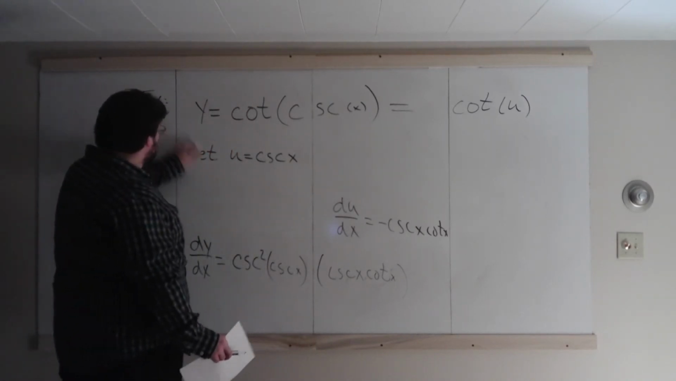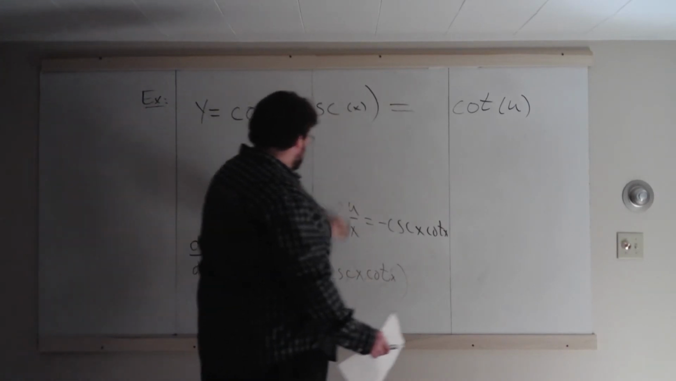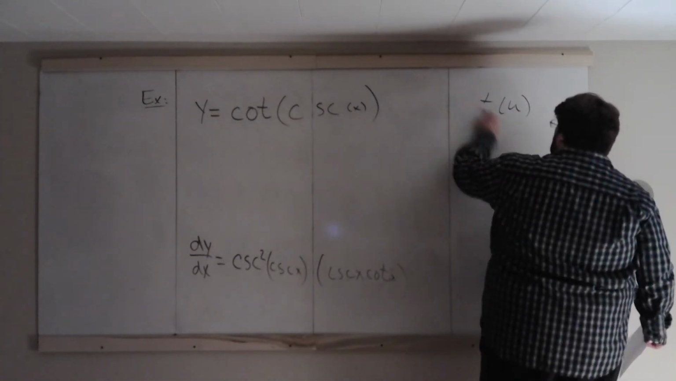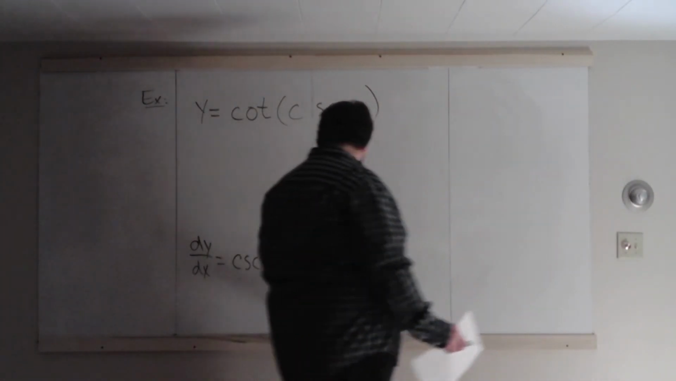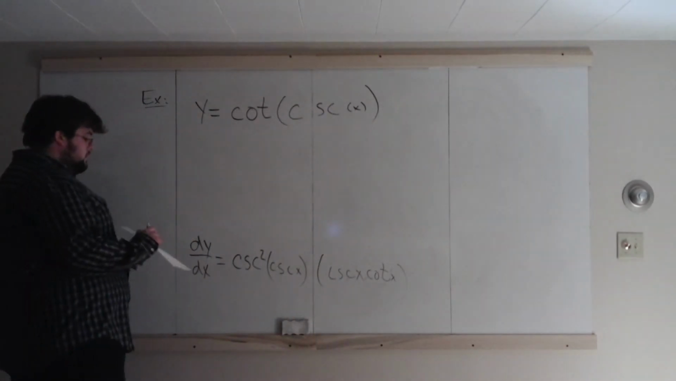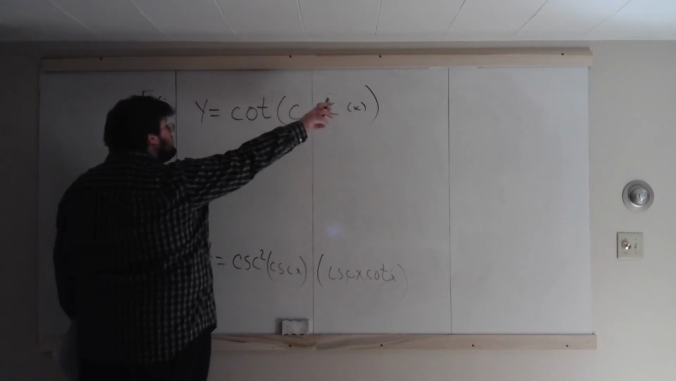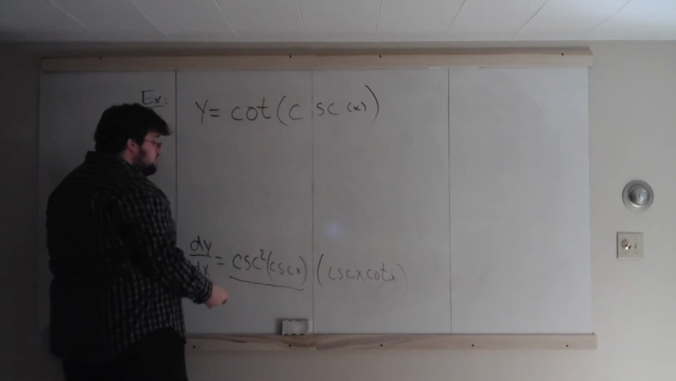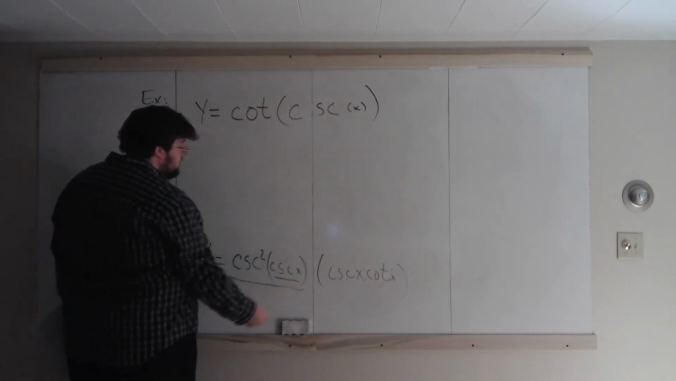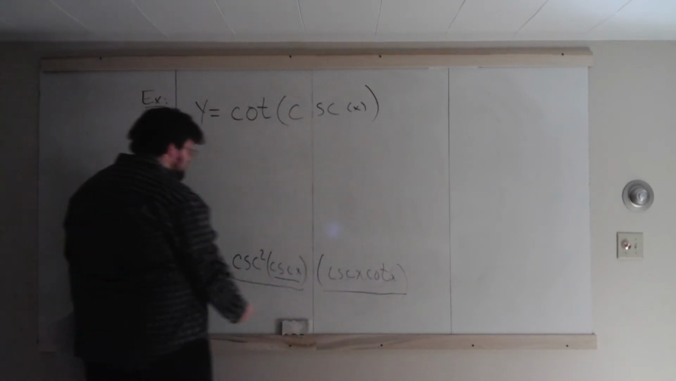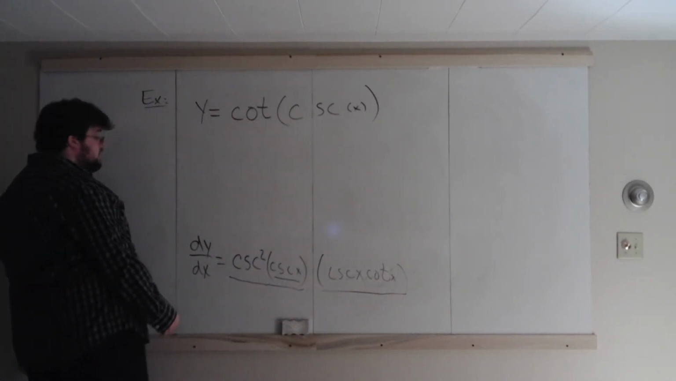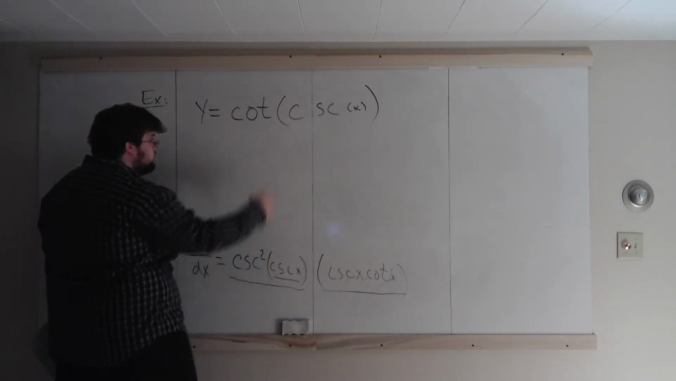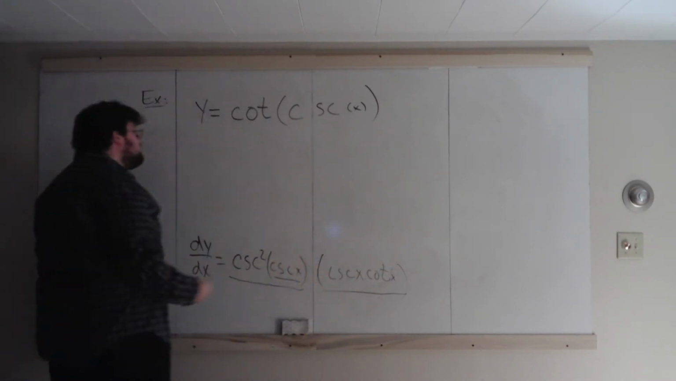And again, let's compare this answer to the initial function. How did we get this answer, or how would we get this answer without the substitution? Well, for a cotangent function, the derivative is a negative cosecant squared. Leave the inside alone. Multiply then by the derivative of the inside, which is negative cosecant cotangent. So the two negatives go away. Derivative of the outside is negative cosecant squared. Leave the inside alone. Derivative of the inside, negative cosecant cotangent.